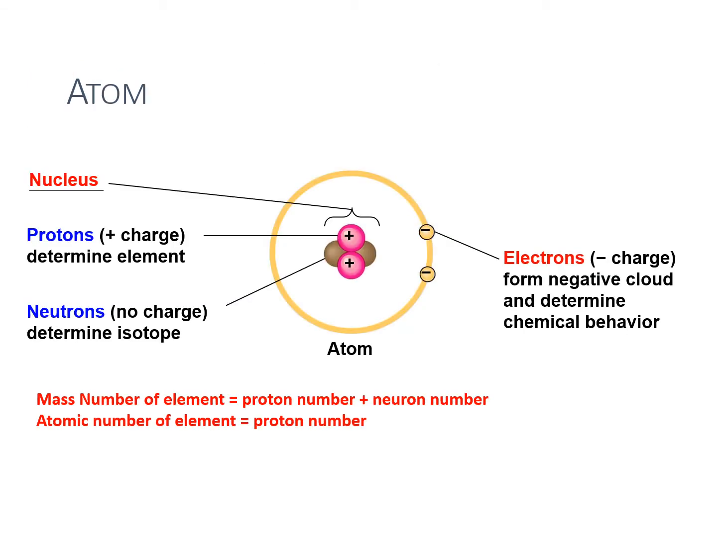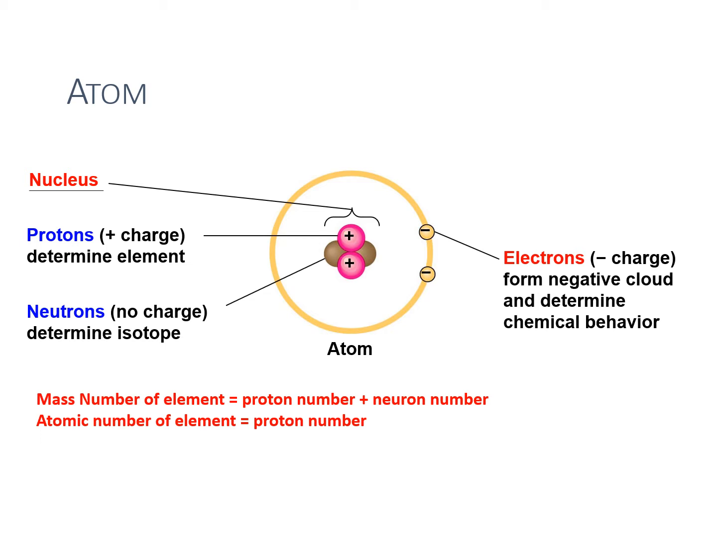In this slide is the structure of an atom. An atom consists of a nucleus at the center. The nucleus consists of protons and also neutrons. Protons have the positive charge, which determines the element. And then the neutrons have no charge. On the outside you have the electrons, which have negative charge, which form a negative cloud and determine the chemical behavior of the element.